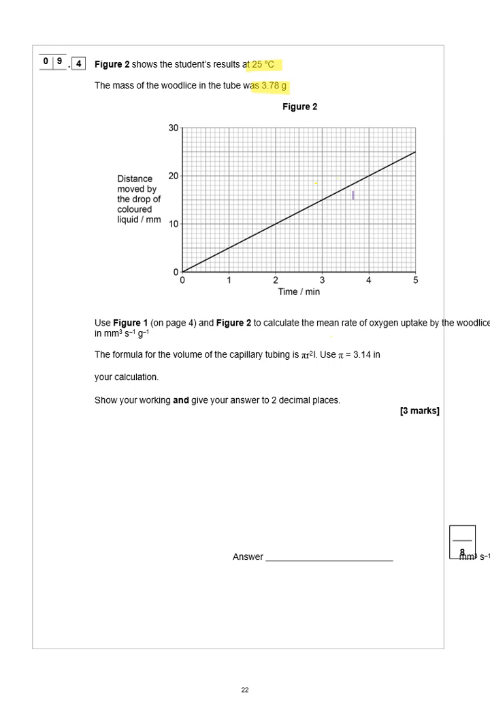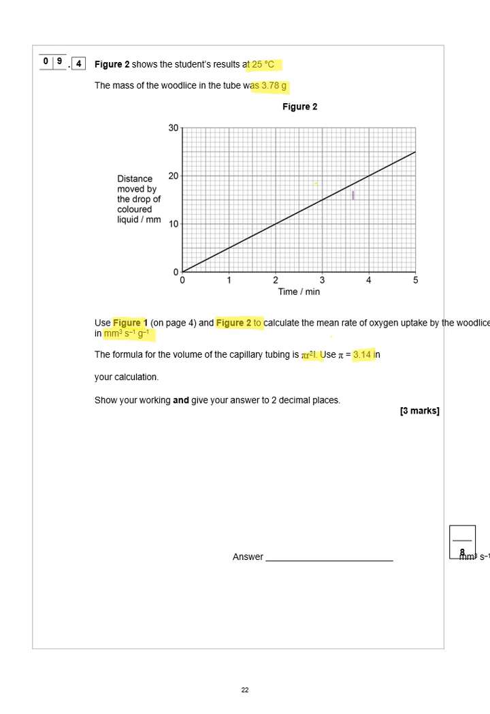And we've got use figure 1 and figure 2. So we're using the actual diagram of the equipment. I want to know the mean rate of oxygen uptake by the woodlouse in millimeters cubed per second per gram. The formula for the capillary tube is pi r squared by L, and then the pi is 3.14. Loads of information to actually process here.